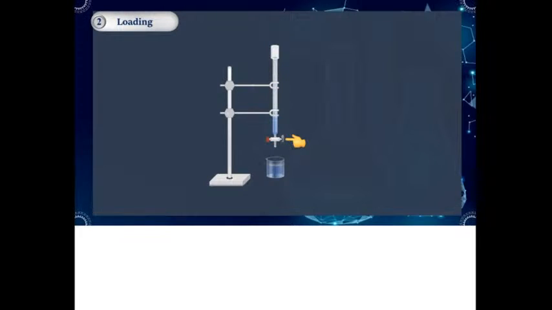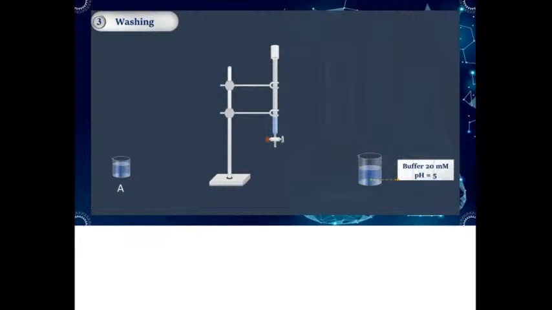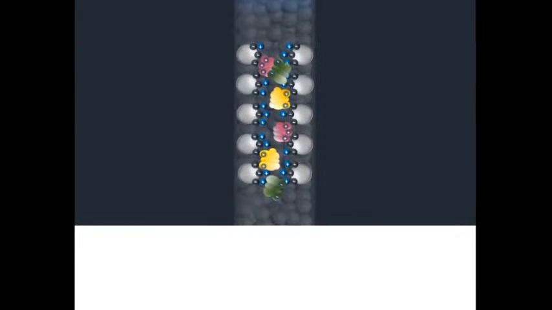When all the sample has been loaded, the next step is column washing. The column is washed with start buffer to ensure that all non-binding proteins have passed through the column.